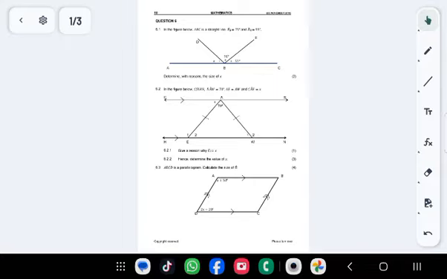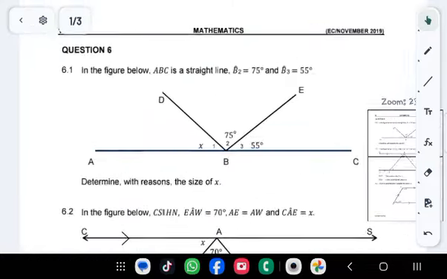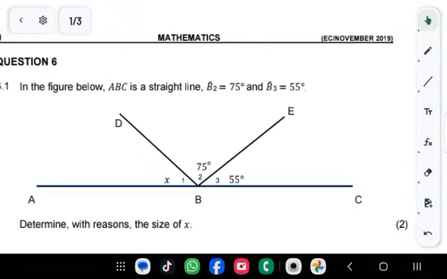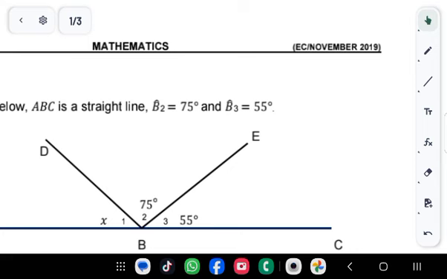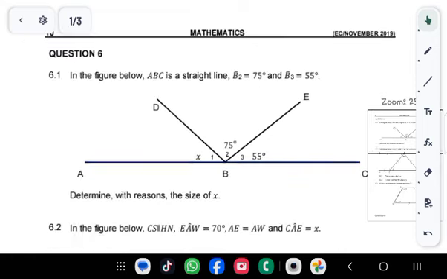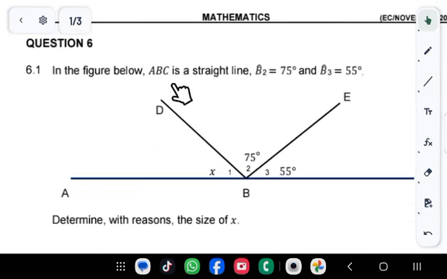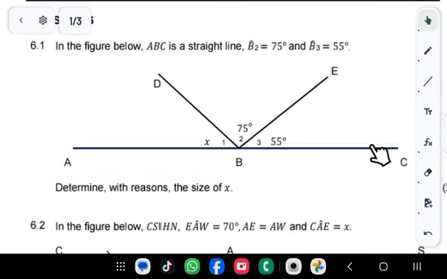In this video, we're going to focus on how to find the size of an angle in Euclidean Geometry for Mathematics Grade 9. This question comes from the November 2019 Eastern Cape paper. Question 6.1 goes: in the figure below, ABC is a straight line. Angle B2 is equal to 75 degrees, and angle B3 is equal to 55 degrees. Determine with reasons the size of x.